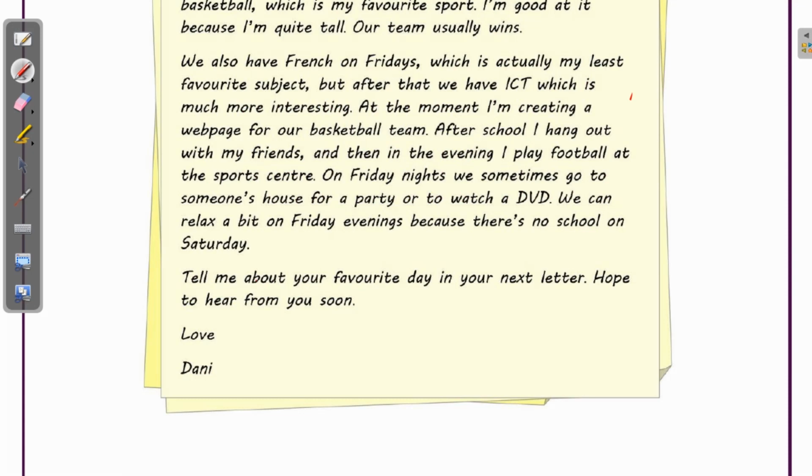So here she elaborates more. Okay, we also have French on Fridays. Maksudnya dia ada belajar bahasa French on Fridays, which is actually my least favorite subject. My least favorite subject maksudnya yang dia tak berapa nak suka. Okay, but after that we have ICT, which is much more interesting, right? Maksudnya French tak suka, tapi ICT dia suka, which is much more interesting. Maksudnya adalah much more interesting, lebih menarik.